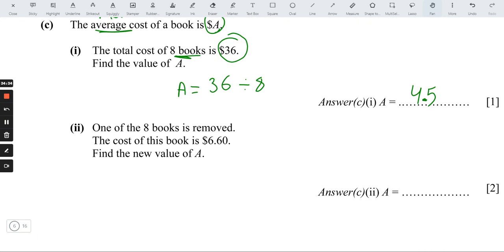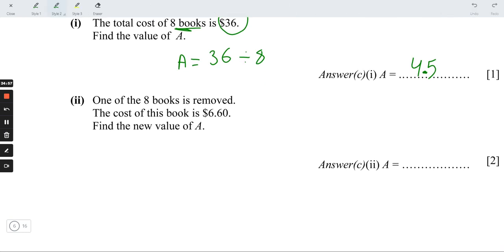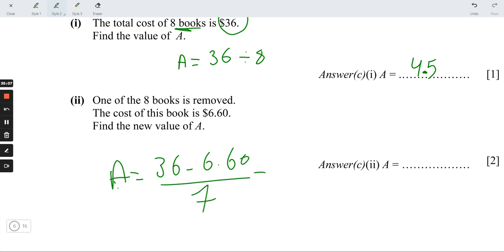Okay, one of the books is removed. That means we'll have 7 books. Now, the cost of this book is $6.60. So from the total cost, which is 36, we should take out 6.60. Find the new value of A. The new value of A equals 36 minus 6.60, then divided by 7, because we also removed one book.